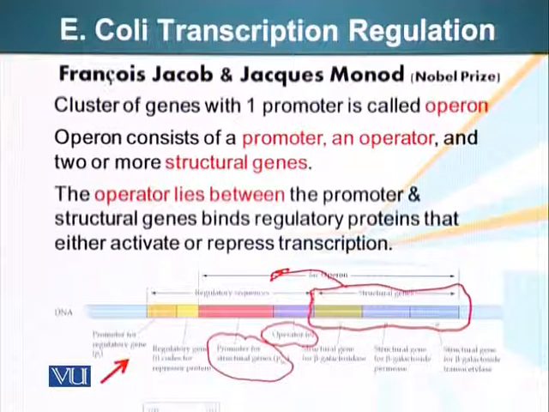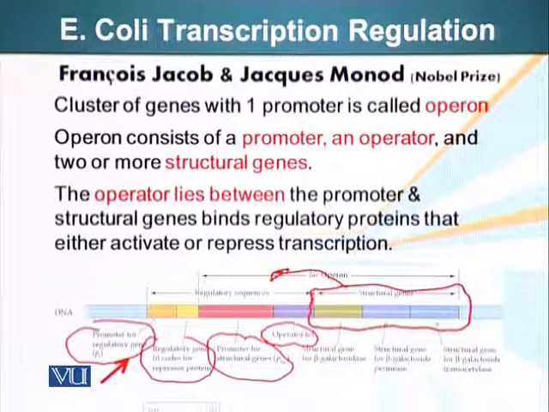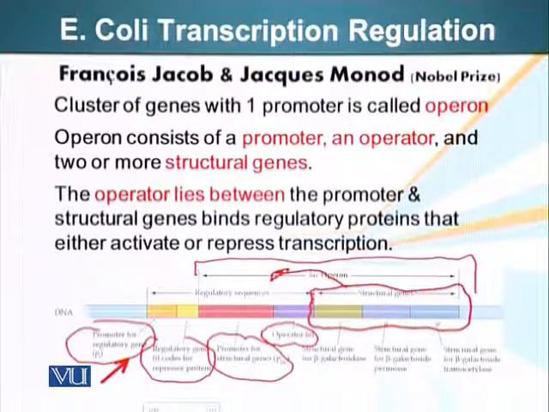Upstream from this region is another segment of DNA which has genes that encode for proteins that can bind the operator. So this is the regulatory gene and this is the promoter of this regulatory gene. An operon is basically the regulatory sequences plus the structural genes. So this is our lac operon. So this is the anatomy of the operon. We are going to study how this functions.